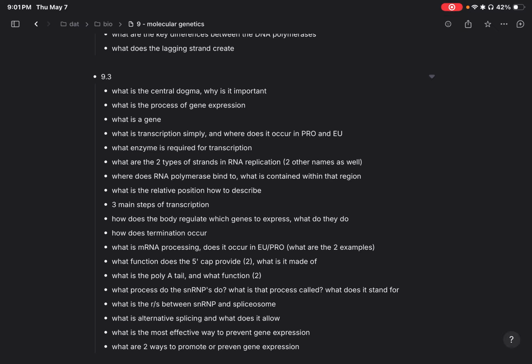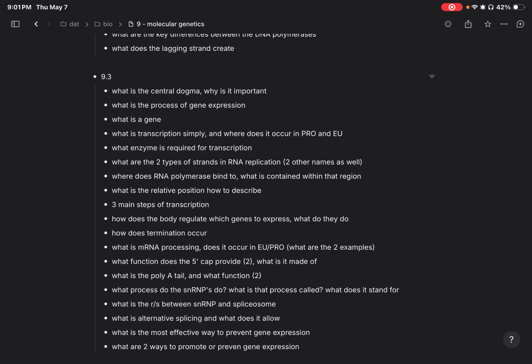Okay. How does termination occur? Stop codon. Don't really know what else to say about that one. That's pretty simple. Let me just make sure, just in case I'm being too confident. Okay, yeah, I was wrong. Stop codon is used for protein synthesis. RNA polymerase will stop when it sees a AAAAA. I'm actually dumb. Okay, how does termination occur? It hits the AAAAA.